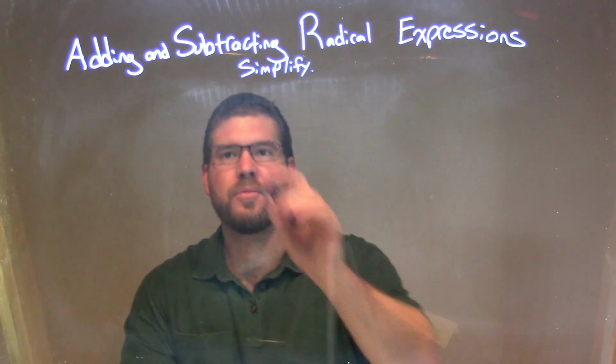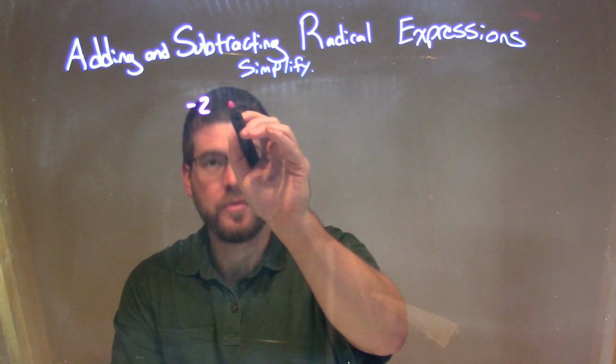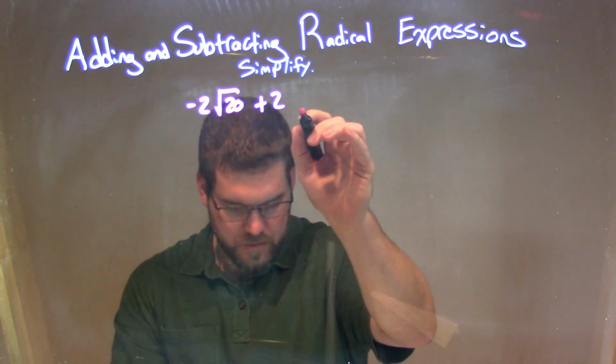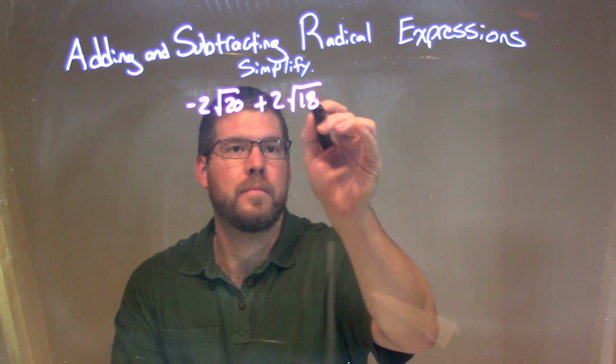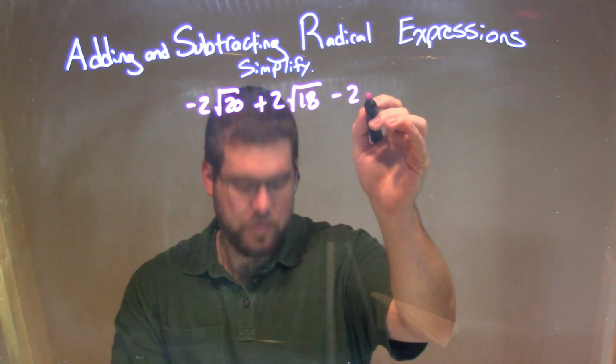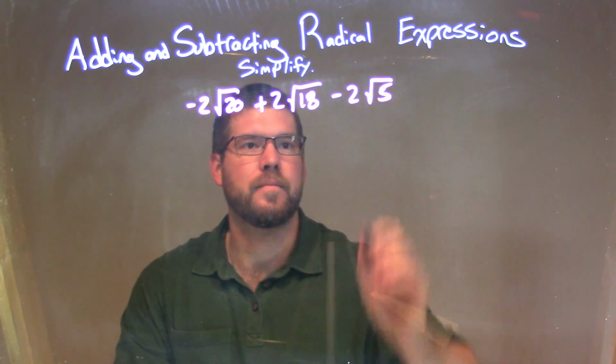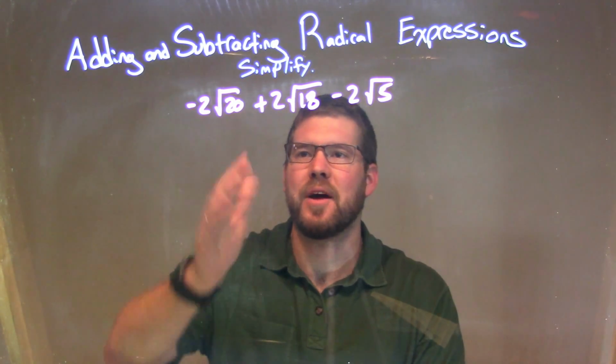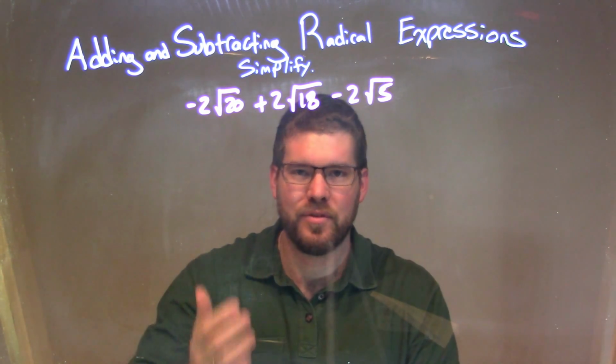So if I was given this expression, negative 2 times the square root of 20 plus 2 times the square root of 18 minus 2 times the square root of 5. Okay? Well, what I want to do here now is try to break down each one of these square roots into its simplest form.